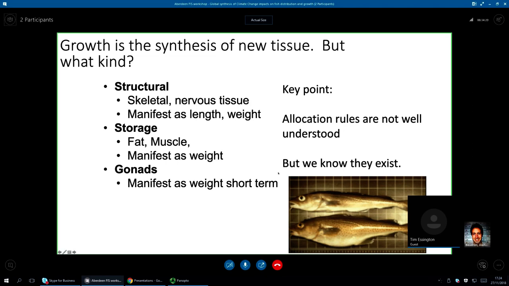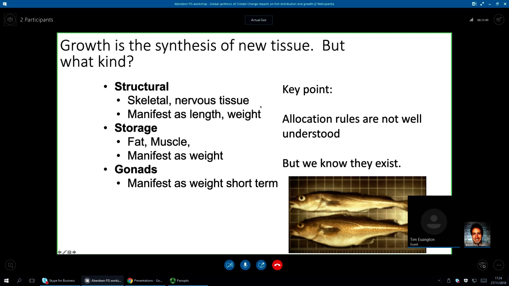But the structural and storage are really different, and they manifest really differently in terms of the things that we track in terms of growth rate. So structural are tissues like basically bone and nervous tissue. Of course, once you build bone, you typically don't unbuild that bone. So allocation into structural tissues is quasi-permanent, and you're choosing to maintain that from now on. And we know that because generally we don't think of fish shrinking in terms of their length very much. They typically maintain their length, but if they do shrink, they're shrinking in terms of other things.